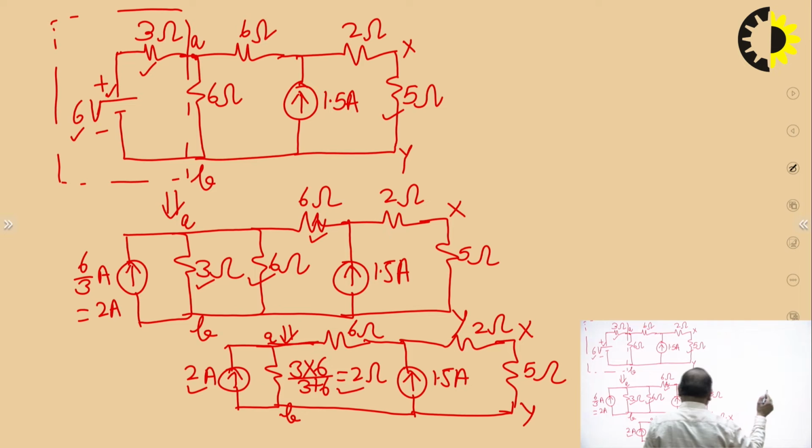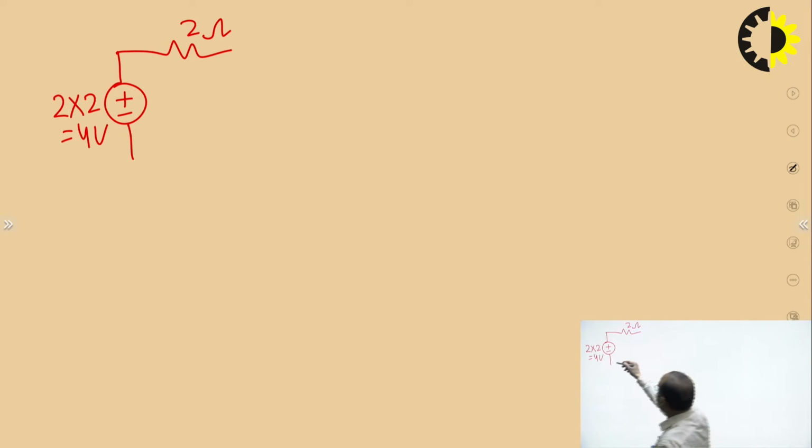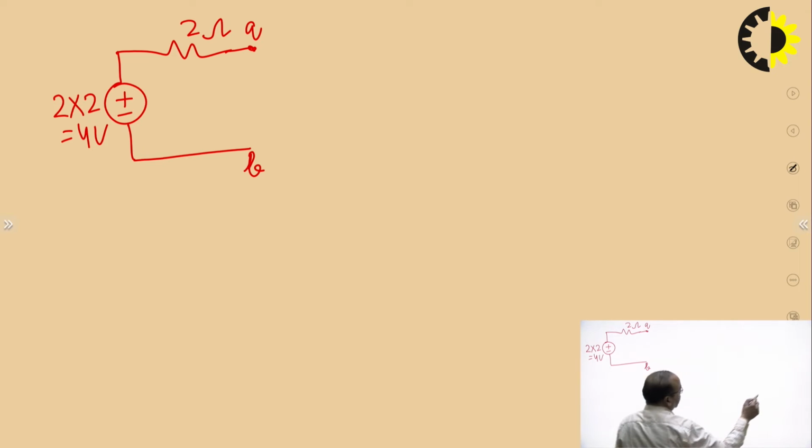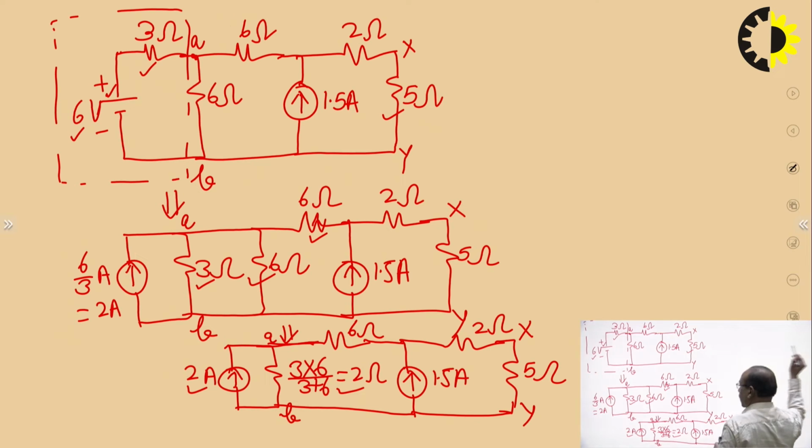So, that is what I am doing. We can see it here. This is this 4 volt voltage source in series with this 2 ohm resistance across terminals A and B, since current source is also connected across terminals A and B. Further, we complete the circuit. This 6 ohm resistance, 1.5 ampere current source, and 2 ohm resistance and 5 ohm resistance, they will be connected as it is.